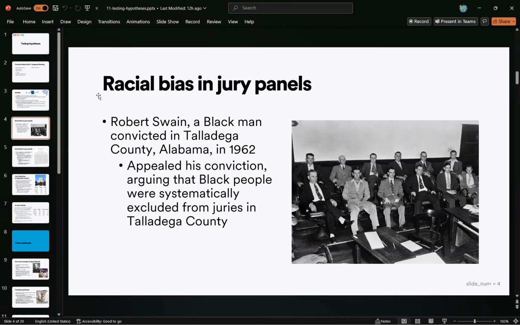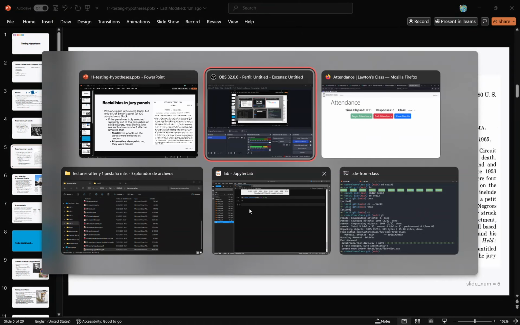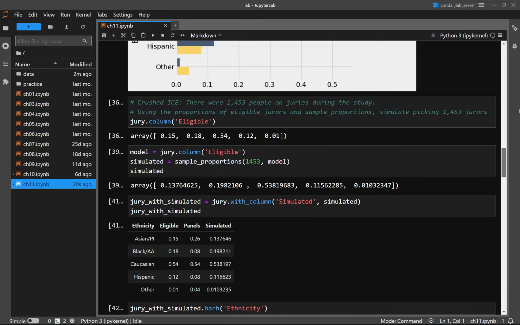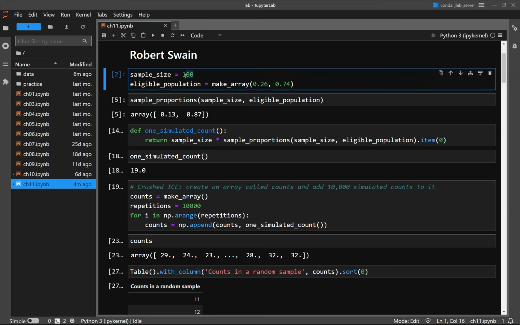I want to go over this first one, the racial bias in jury panels, with Robert Swain, because that one was a bit simpler than the Alameda County one. I want to go back over that so that I can ask you to do stuff along those lines today.